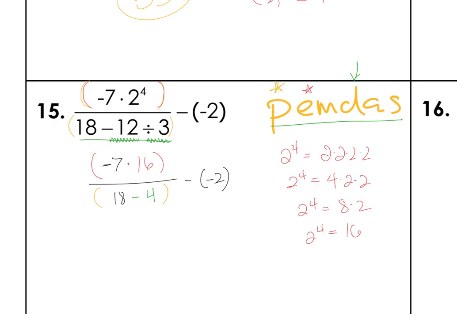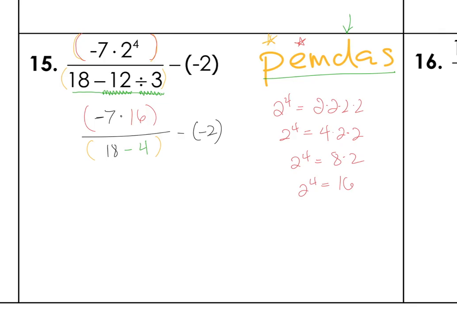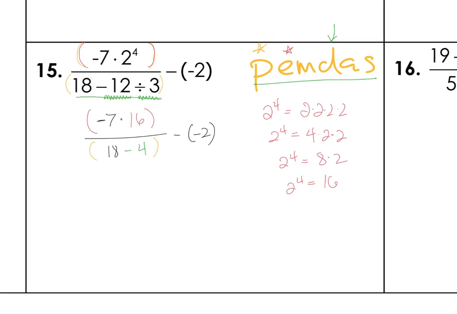Okay. Now we still technically have parentheses. The top needs to be simplified now. 7 times 16. Okay. If you can't do that in your head. I wrote down 17. I meant to write down 16. If you can't do that in your head, that's okay. Write it down. 7 times 6 is 42. 7 times 1 is 7 plus 4 is 11. 112. Got it? Got it. So, the top is now negative 112.